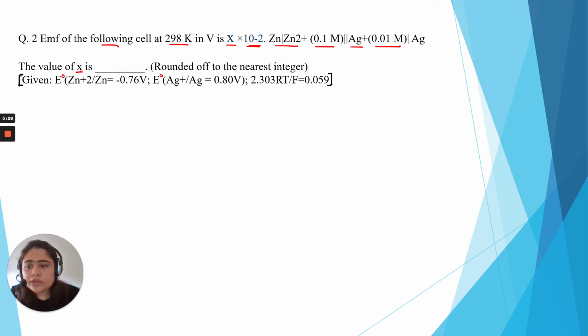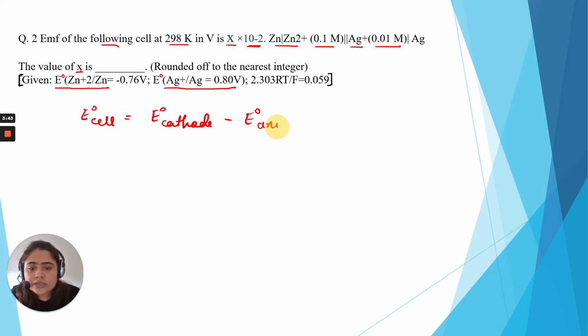So we know this is the standard reduction potential of zinc, and this is the standard reduction potential of silver. We need to find the E0 cell. How to find the E0 cell? E0 cathode minus E0 anode. Now among these, which is cathode and which is anode? Zinc is having a negative potential, so this acts as the anode, and the one which is having a positive potential acts as the cathode.